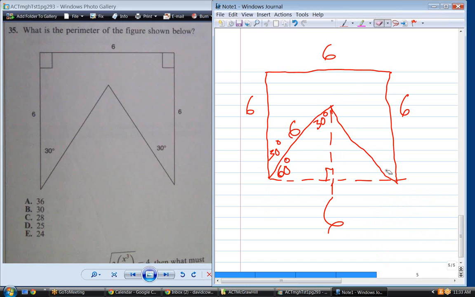What's this other side? 6. Now what is the perimeter of the entire figure? All right.